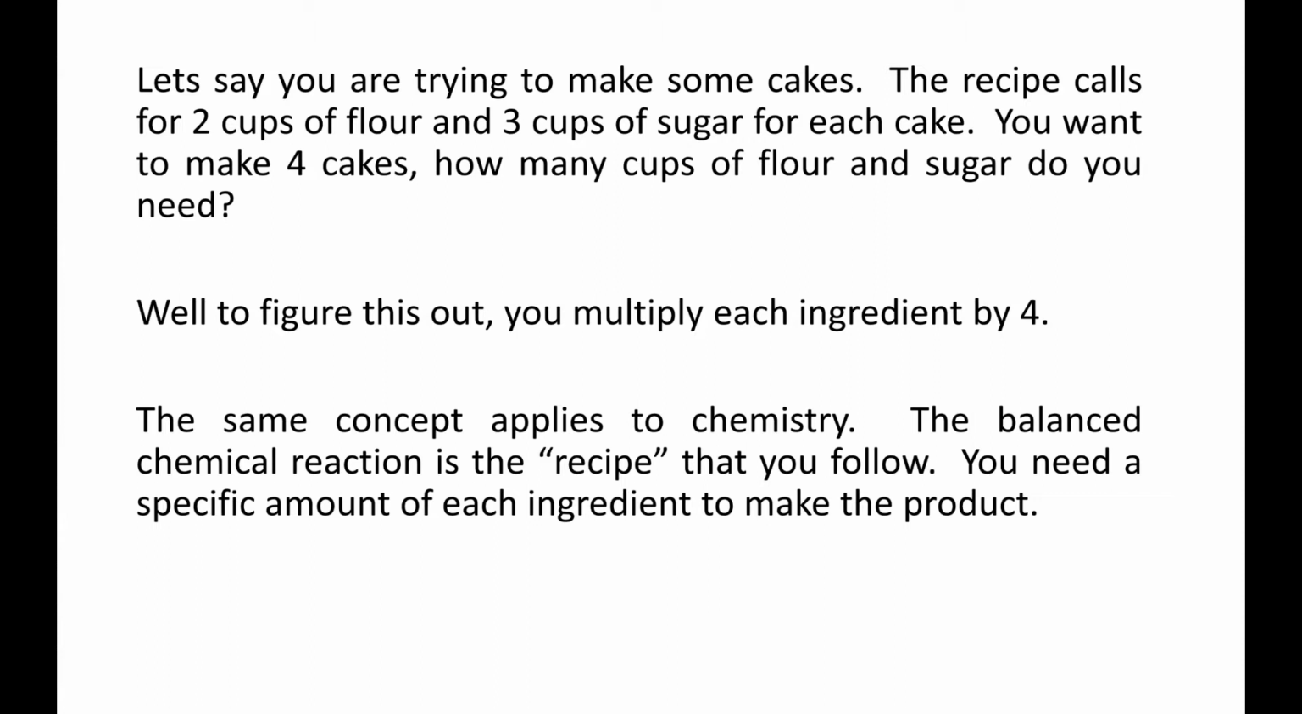Okay guys, you should all be able to figure this out based on our last activity. Well, to figure this out, you multiply each ingredient by 4. That means you need 8 cups of flour and 12 cups of sugar. Kind of like what we did the other day. The same concept applies to chemistry. The balanced chemical reaction is the recipe that you follow. You need a specific amount of each ingredient to make the product.